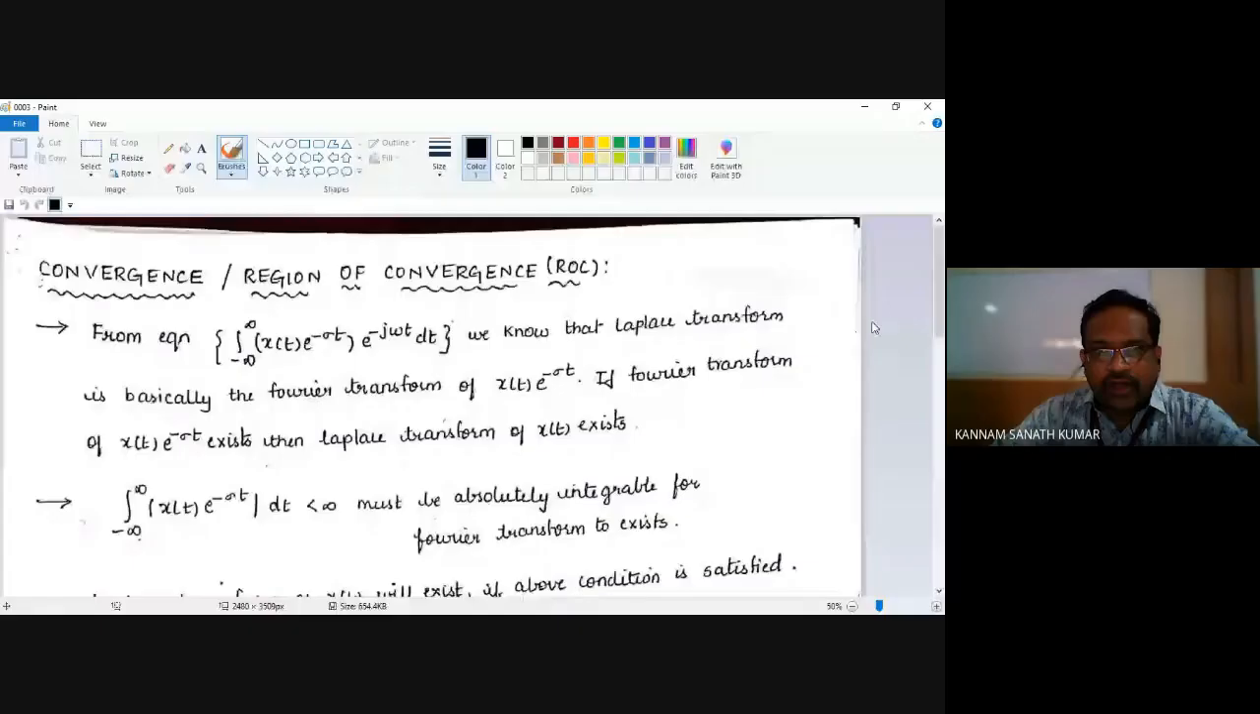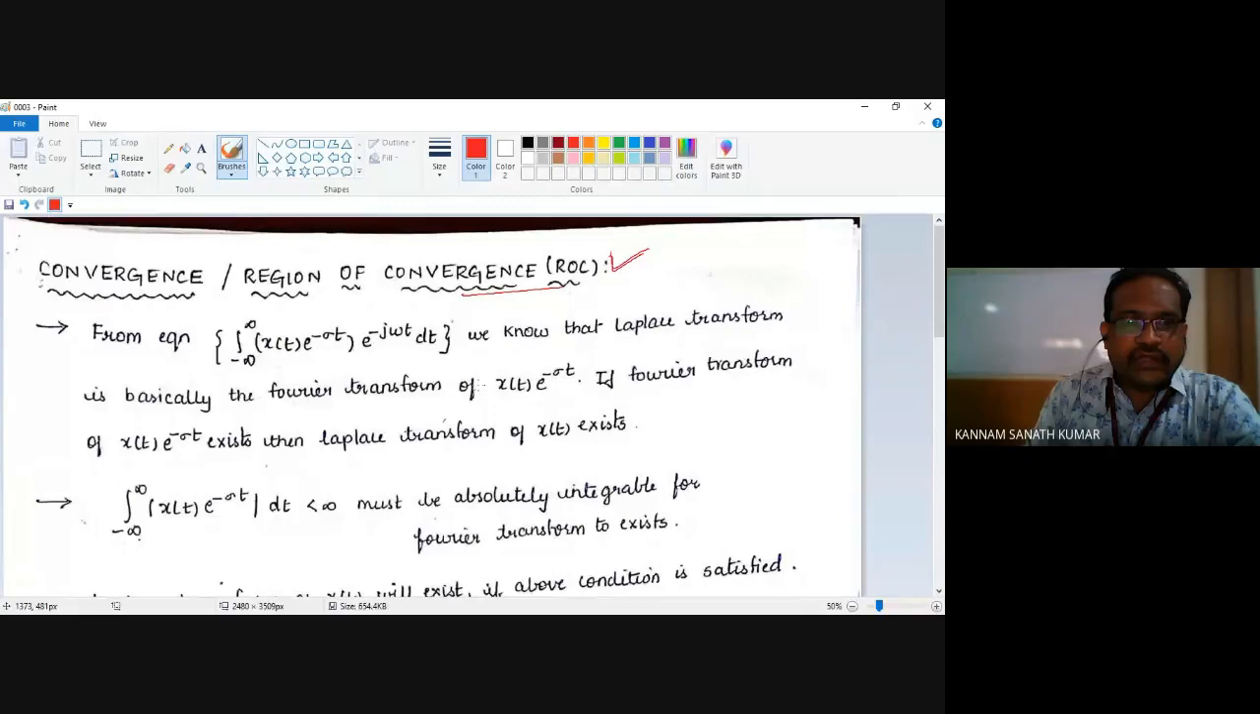Now, convergence, or region of convergence. In the Fourier transform also you have this region of convergence. So what is convergence and region of convergence? Previously we saw there is a relationship between the Fourier transform and Laplace transform. Fourier transform of this signal gives us the Laplace transform. So if the Fourier transform of this exists, then the Laplace transform of x of t also exists.